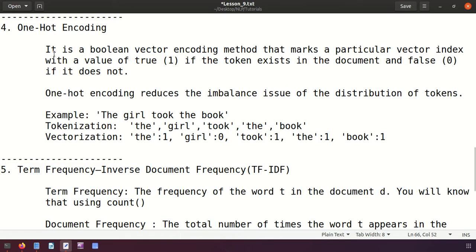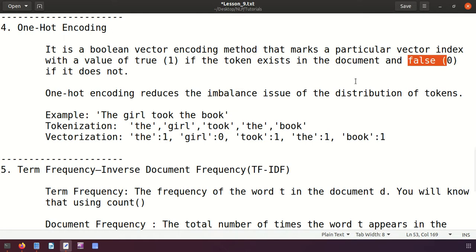So in one-hot, what do we have? It is a Boolean vector encoding method. Boolean means 0, 1, true or false, that marks a particular vector index with a value of true, meaning 1, if the token exists in the document. If the word is there in the document, then that will be considered as 1, true. If it is not there, it means false or 0.